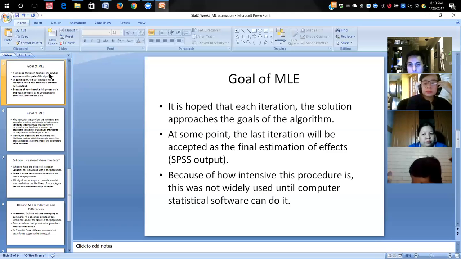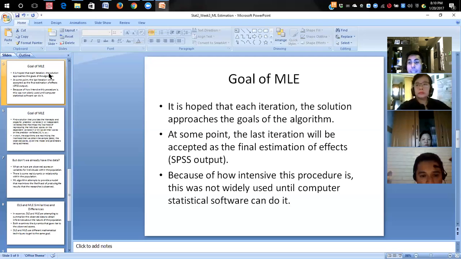But again, just follow me here. The maximum likelihood estimation, or MLE, is very iterative until it finds a solution that approaches the goals of the algorithm. And at some point, the last iteration will be accepted as the final estimation of the effects. And that is what you will get in the SPSS output. You will really see step 1, step 2, step 3, step 4, because it's very iterative. So that is what you're going to get in regression, okay?